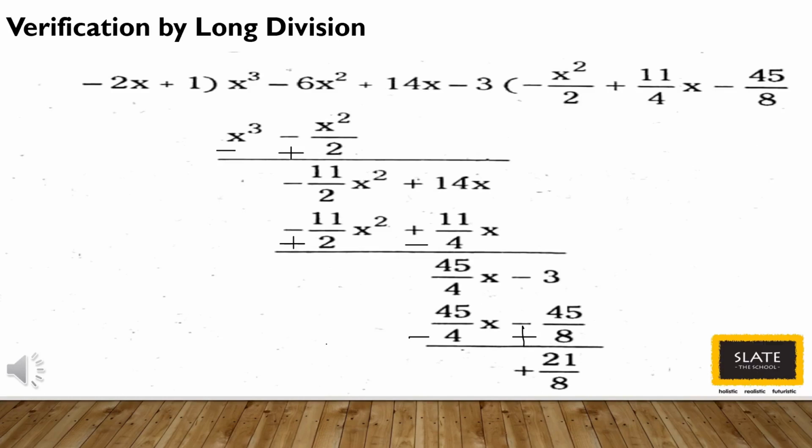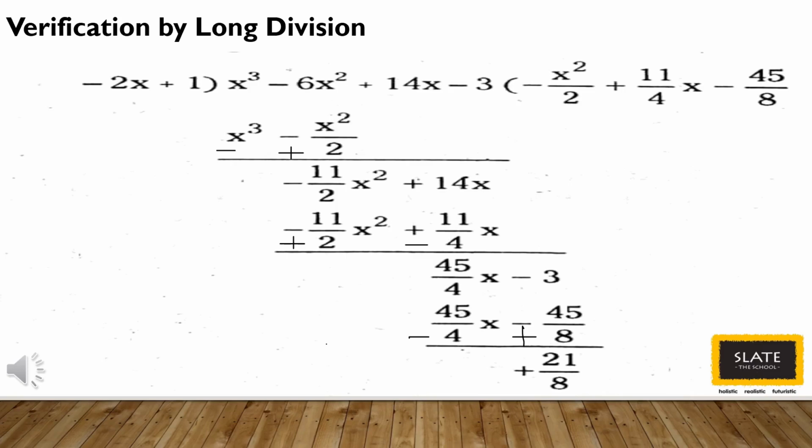Let us verify by long division. x cube minus 6x square plus 14x minus 3 is the dividend and 1 minus 2x is the divisor. We write 1 minus 2x in its standard form, that is minus 2x plus 1. The first step is to divide the first term of the dividend, x cube, by minus 2x, the first term of the divisor. We get minus x square by 2.